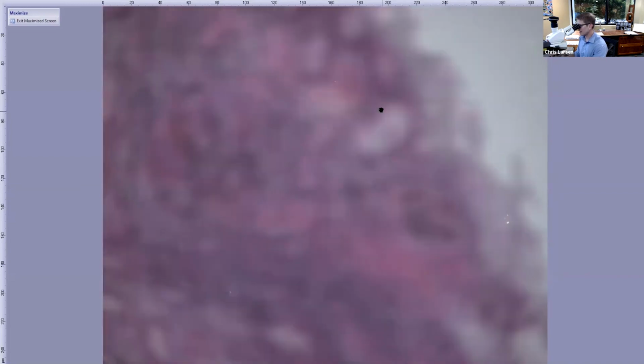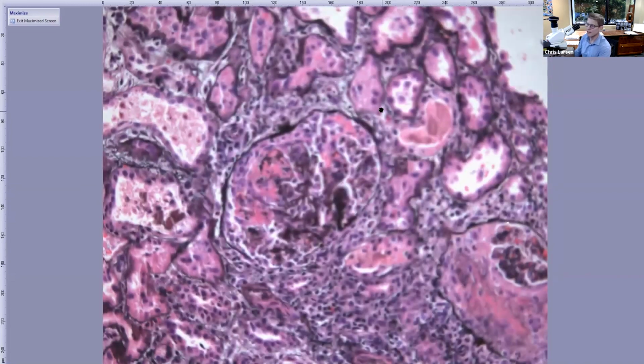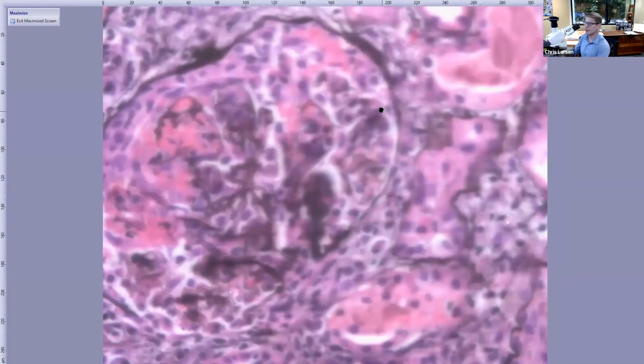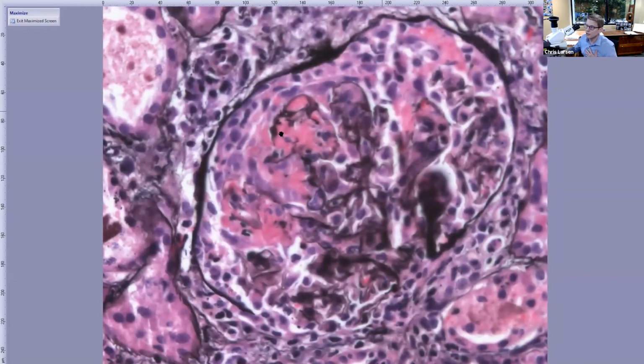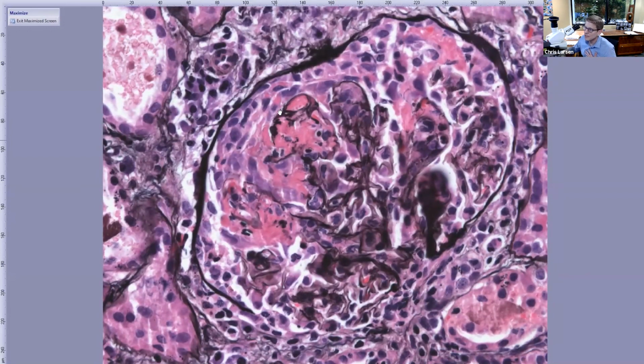I'll show you that on a Jones methenamine silver stain as well. I think it will help with highlighting the fibrin. This is a good glomerulus to look at because it illustrates something that Alex talked about early on, the immunofluorescence. Here's a glomerular basement membrane coming around. Where'd it go? It just stopped. Here's the other side. So this just flapped open, and we have fibrin spilling out of the capillary lumen into Bowman's space. Same thing over here, same thing over here.